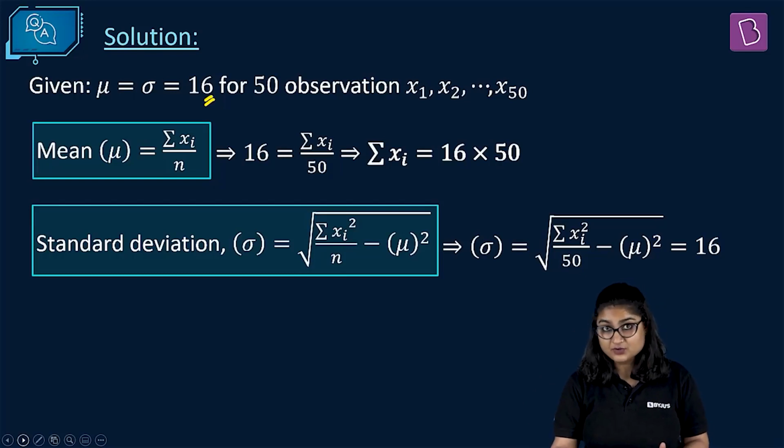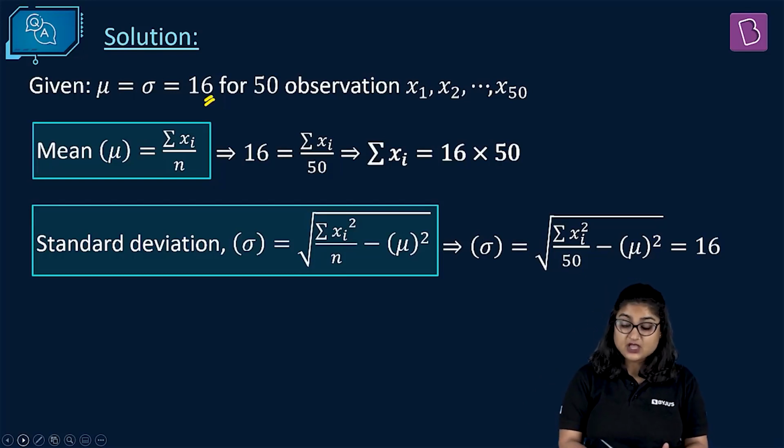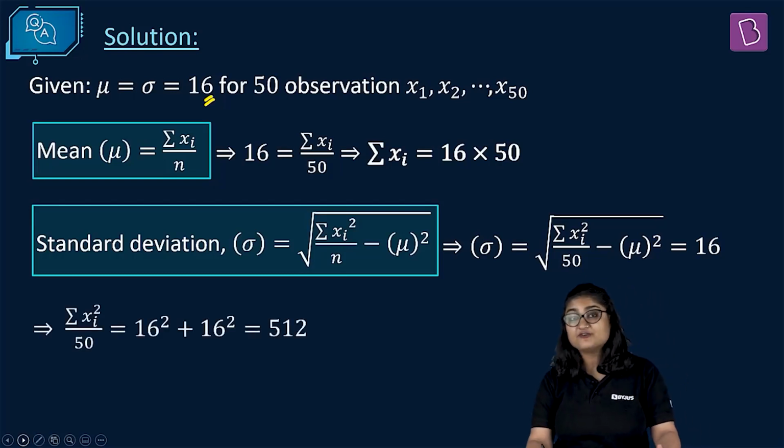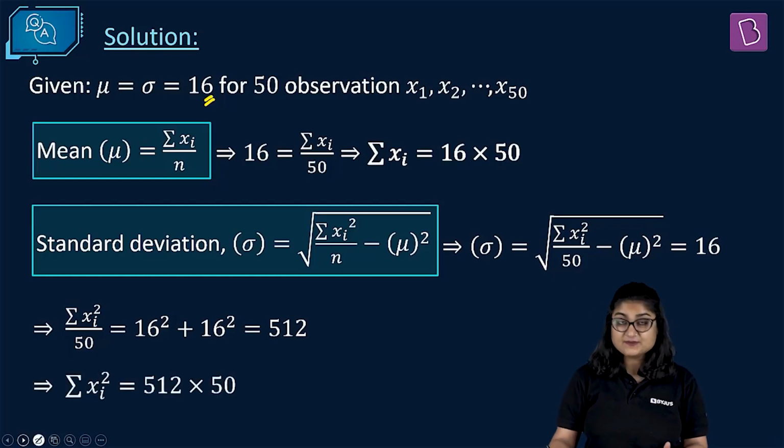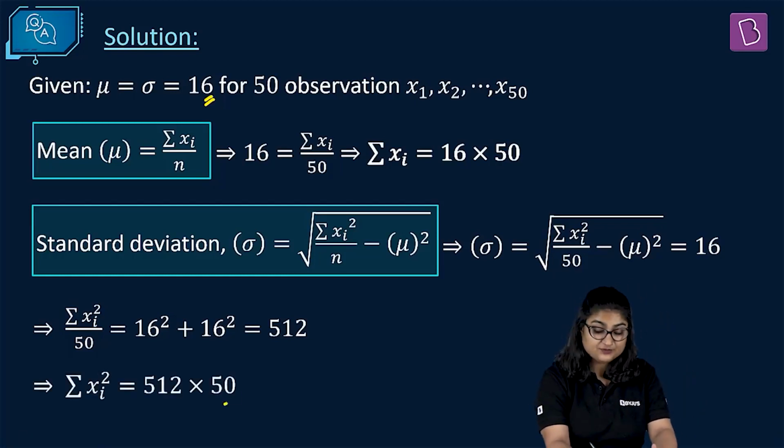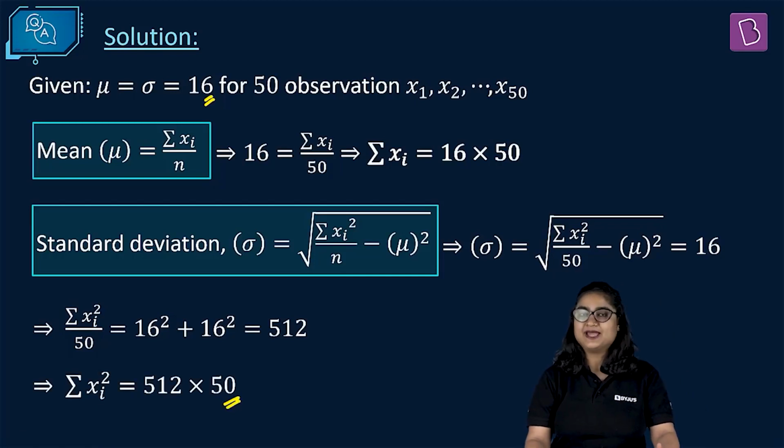So if I square on both sides and rearrange these terms, what I will get is summation of xi square divided by 50 is equal to 16 square plus 16 square, which is 512. So from here, what did we get is summation of xi square is equal to 512 multiplied by 50.